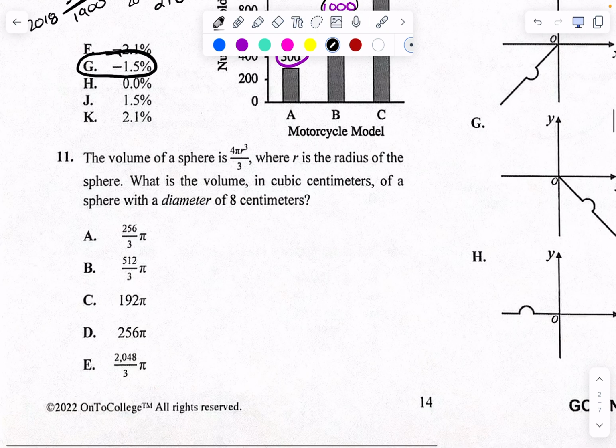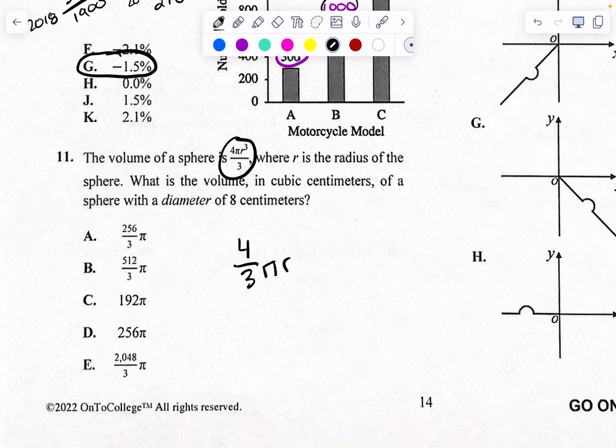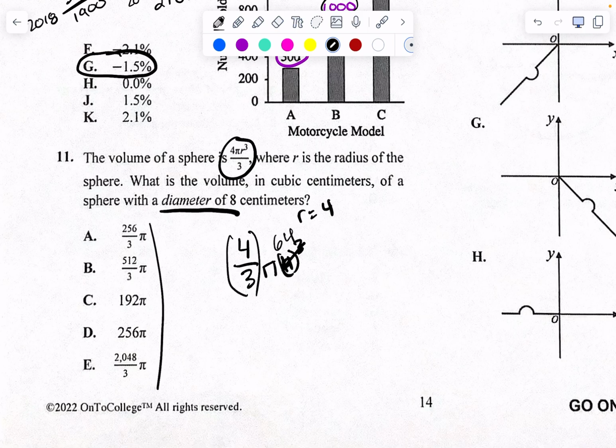All right, volume of a sphere. Geometry. Volume of a sphere, 4/3 pi radius cubed. They just put the 3 on the bottom. Where R is the radius of a sphere, what is the volume in cubic centimeters of a sphere with a diameter of 8? That means the radius is 4. And 4 goes here. And they don't want you to multiply the pi through. So 4 cubed is 64 times 4/3.